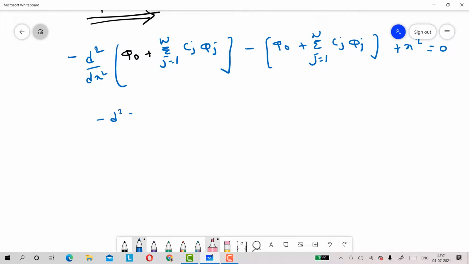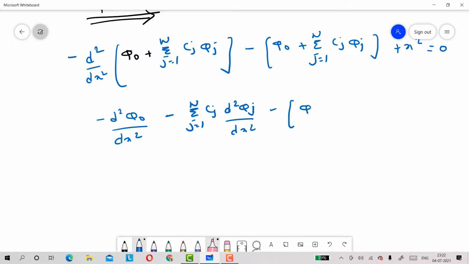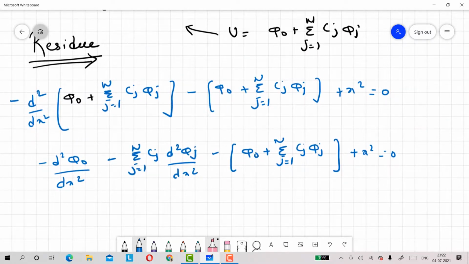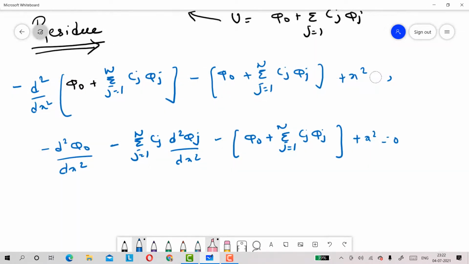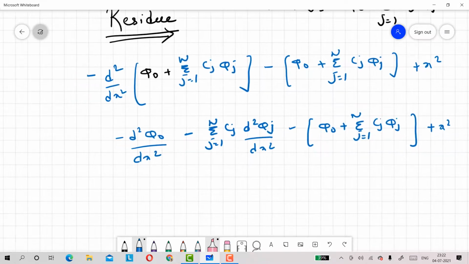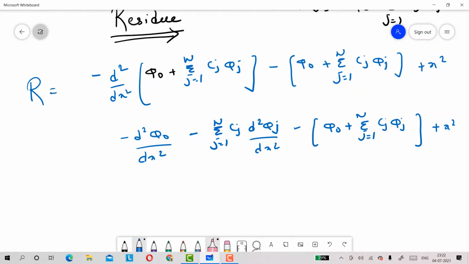Minus d square phi naught over dx square plus again minus sigma j equals 1 to n cj d square phi j over dx square minus phi naught plus sigma j equals 1 to n cj phi j plus x square equals to 0. What are we calculating? We are calculating the residue. Just remove this 0 term because this is not 0. It equals r, which is the residue.